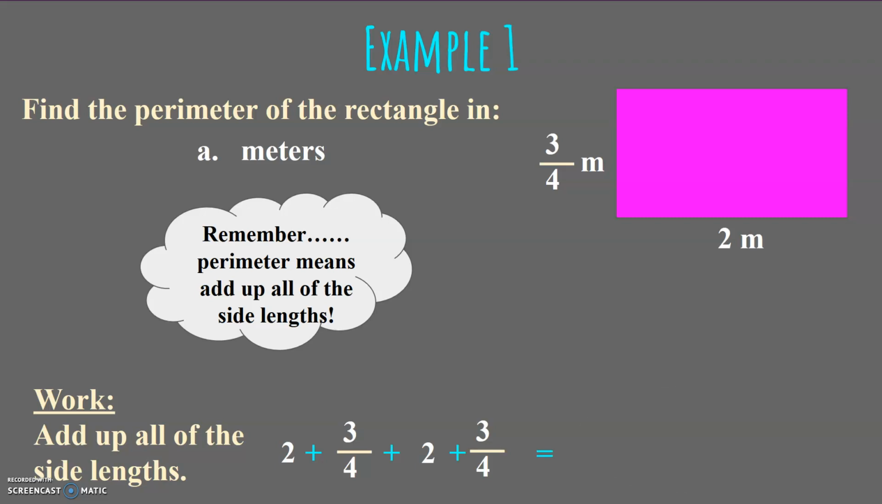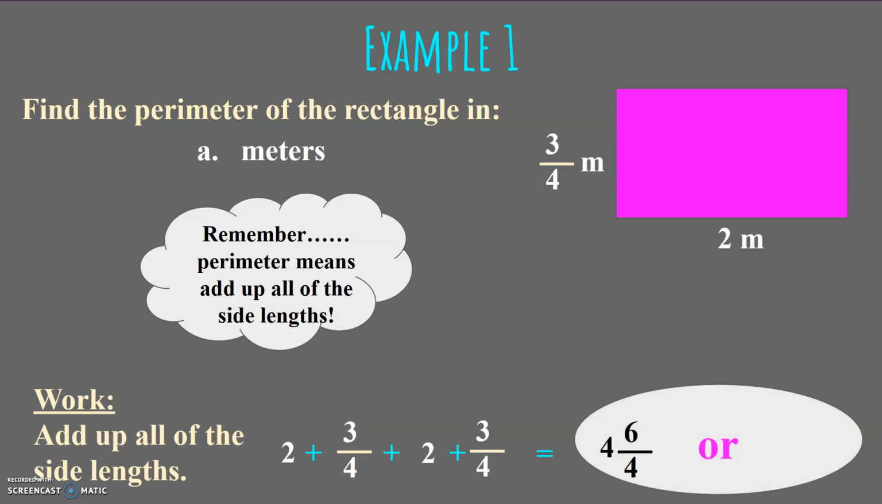Well, 2 plus 2 is 4, 3/4 plus 3/4 is 6/4, and I can do that because the denominators are the same. 4 and 6/4 is not an appropriate way to write my answer, so I'm going to simplify 6/4 down. That would be 1 1/2. Add that to the 4, and I will get 5 1/2. So the perimeter of this rectangle is 5 1/2 meters, not meters squared, not meters cubed, just straight old meters.